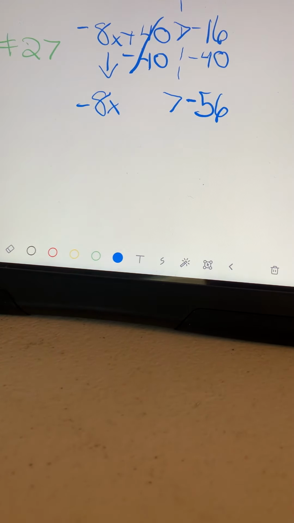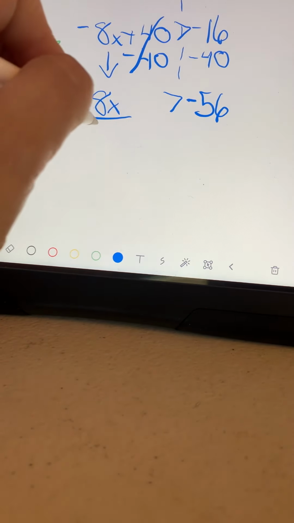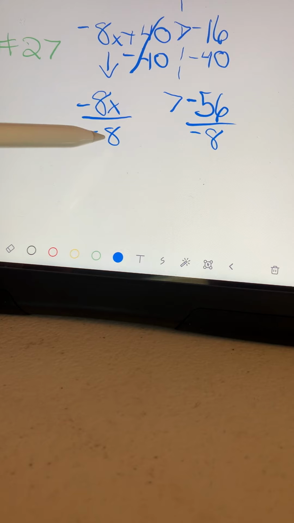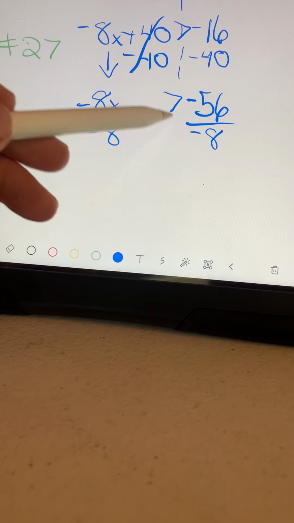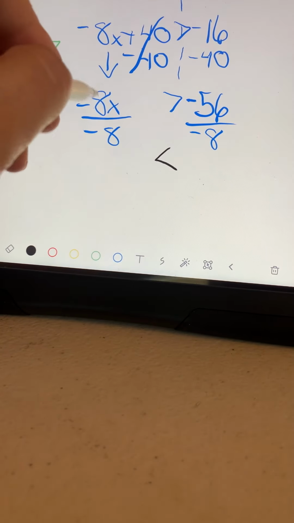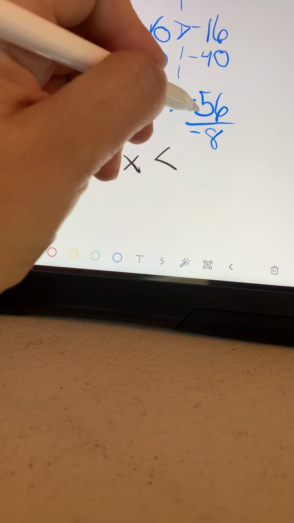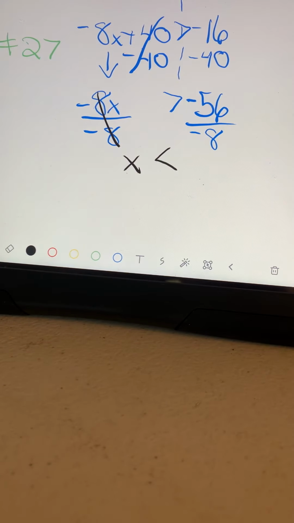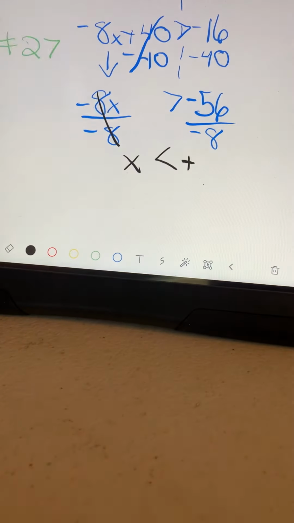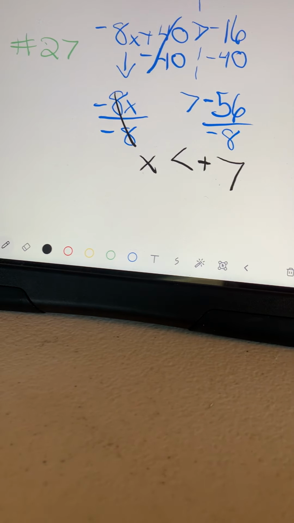Now I need to get the negative 8 away from the x. That is multiplication, so the inverse of multiplication is division. So I'm going to divide by negative 8. What happens when we divide by a negative with inequalities? You should be saying flip your sign. So that gives me x is less than negative 56 divided by negative 8. So a negative divided by a negative creates a positive 7. And that is number 27.